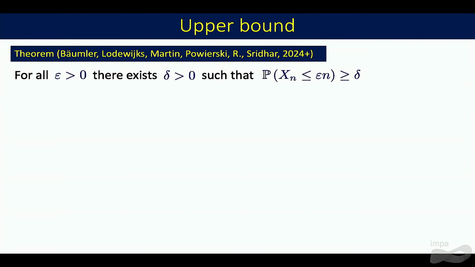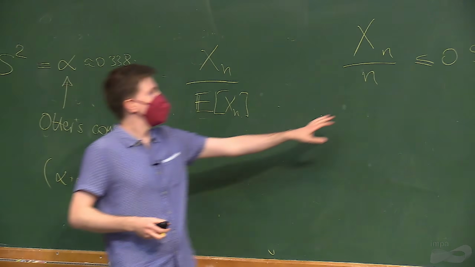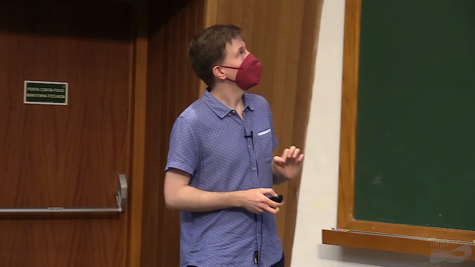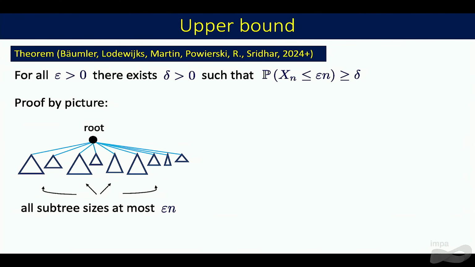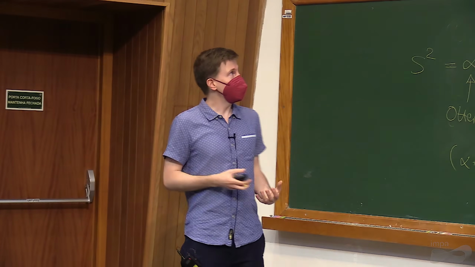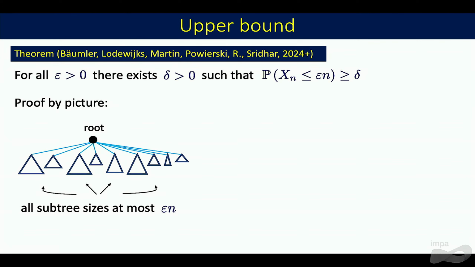Okay. So that's about the lower bounds. Let me quickly tell you about the upper bound. This is just that, if you look at xn over n, it's not bounded away from 0. So xn can be smaller than epsilon times n. And I'll just end with this proof by picture. So let's look at a uniform attachment tree, and let's look at the subtree sizes below the root. Luke already told you that these are given by a stick breaking process. Okay? So let's consider the event that all of these subtree sizes are at most epsilon times n.